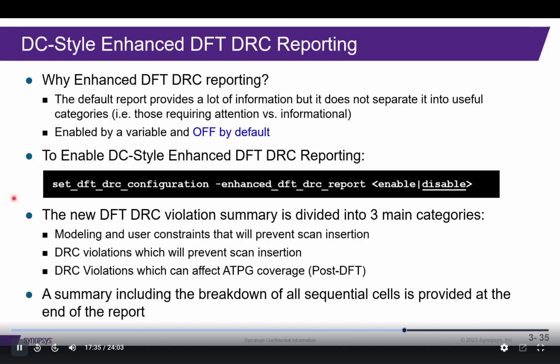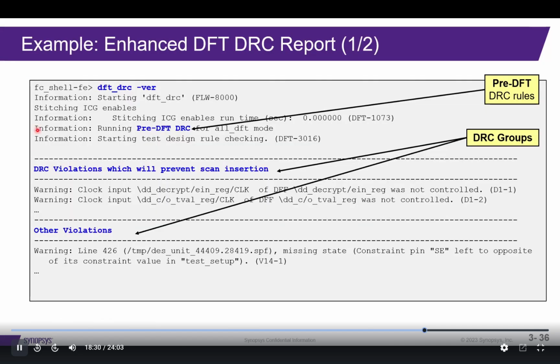A capability in Fusion Compiler is to print out design compiler style enhanced DFT-DRC reporting. By default, the report provides a lot of information but doesn't separate it into useful categories. To enable the design compiler style enhanced DFT-DRC reporting, set this option to enable. The new reporting separates these violations into 3 categories: modeling and user constraints, DSC violations that would prevent scan insertion, and DSC violations that could affect ATPG coverage if you're running it in post-DFT. A summary, including the breakdown of all the sequential cells, is provided at the end of the report. Here's an example of the enhanced DFT-DRC report.